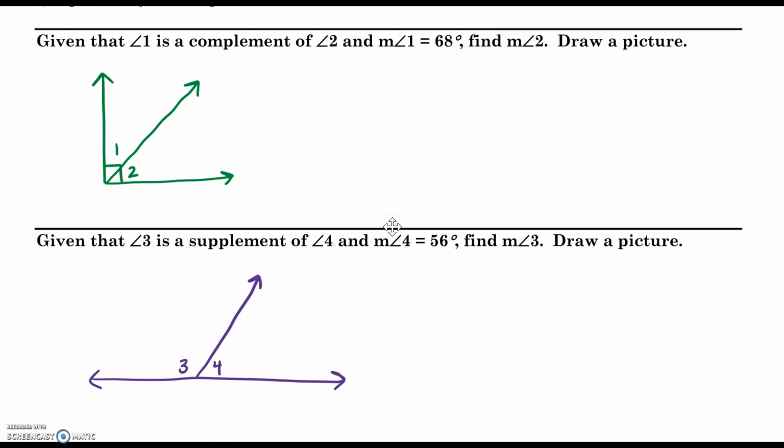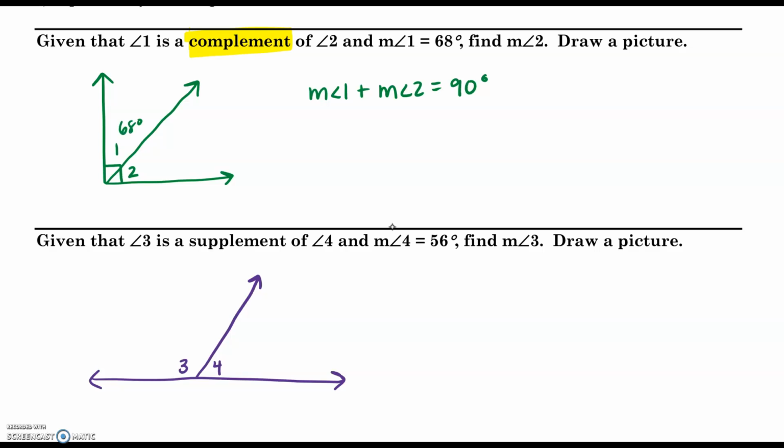Given that angle 1 is a complement of angle 2 and the measure of angle 1 is 68 degrees, find the measure of angle 2. Draw a picture. So here I drew my angles adjacent. Our key word here is complement, right? So our two angles are complementary. They're going to add up to 90 degrees. So the measure of angle 1 plus the measure of angle 2 equals 90 degrees. We are told that the measure of angle 1 is 68 degrees.